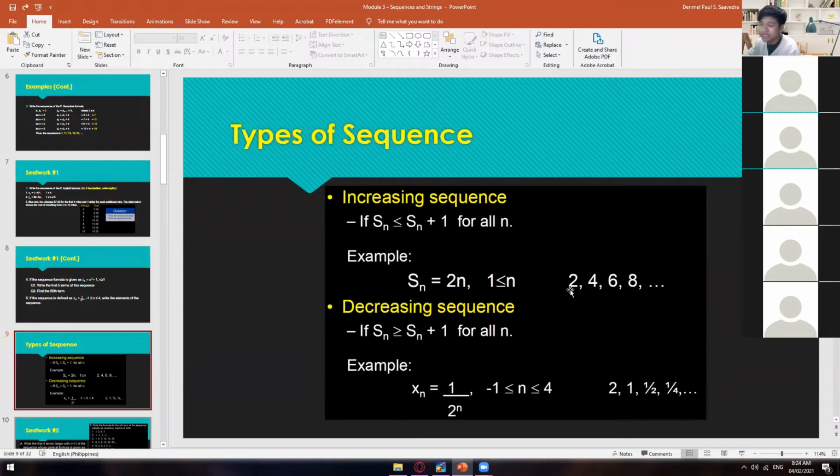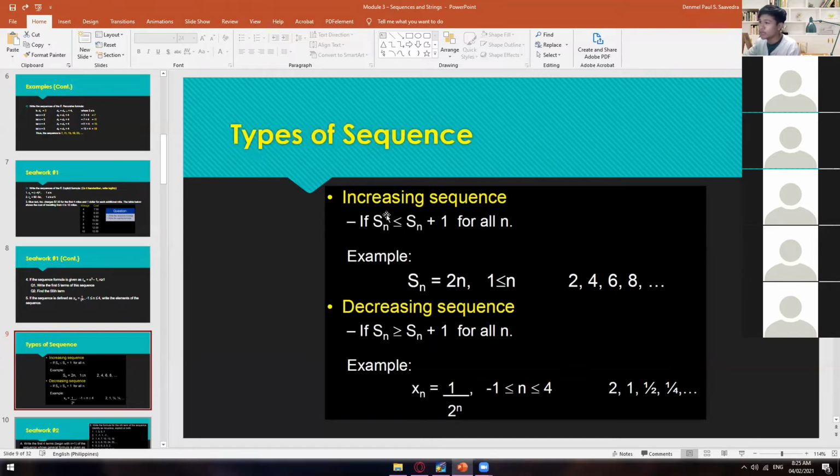Okay. So in a sequence, there is always a pattern. You just remember that. It's not just increasing randomly. It's not like 2, 4, 10, 15, and then 18, and then 35. So it's not like that. In a sequence, there is a pattern wherein in here, it's increasing by 2.